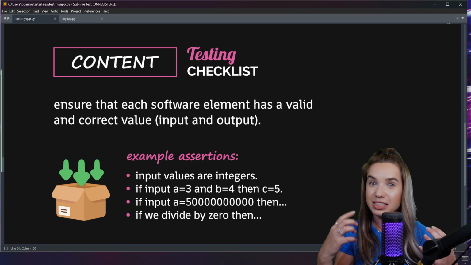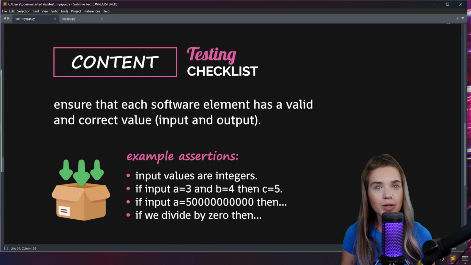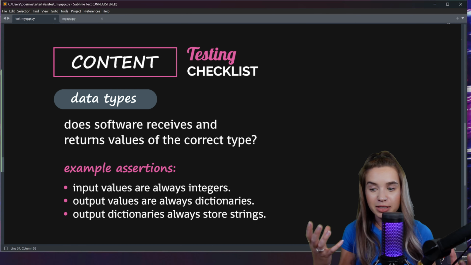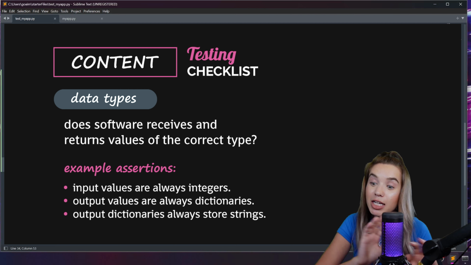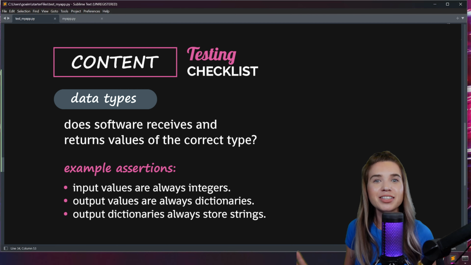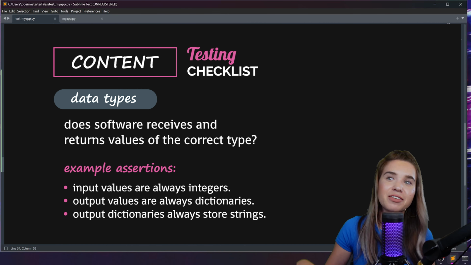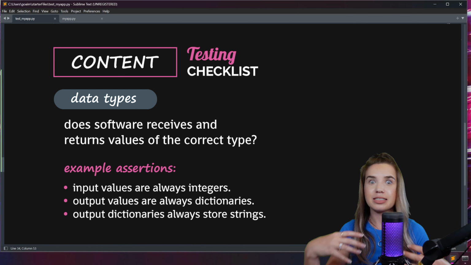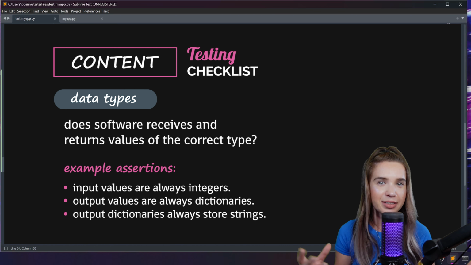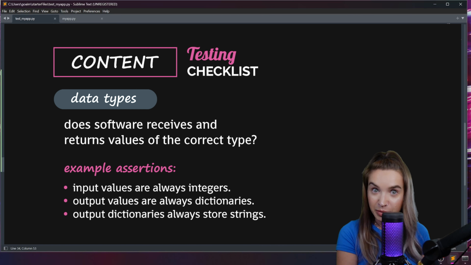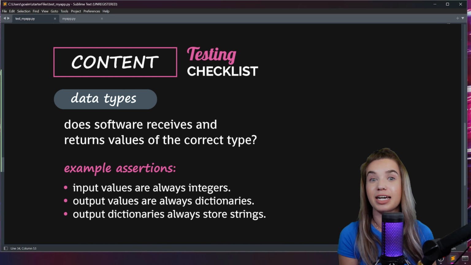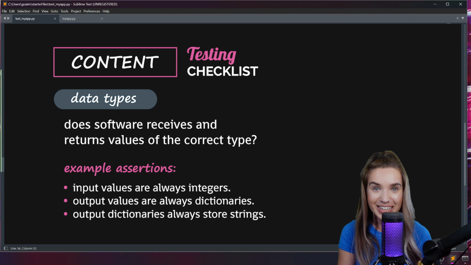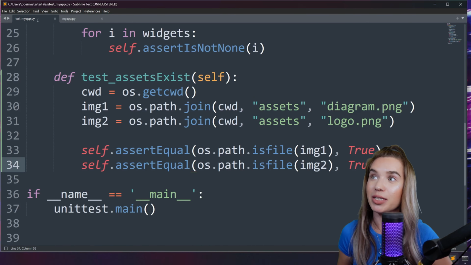where the first checklist item is the data type. So for example, if our function is expected to receive integers only, it should only receive integers. Or alternatively, if our output is expected to be a dictionary, but somehow we receive a string in return, this means that something is wrong and we must fail our test in order to demonstrate it. So for this, let's see an example in code.